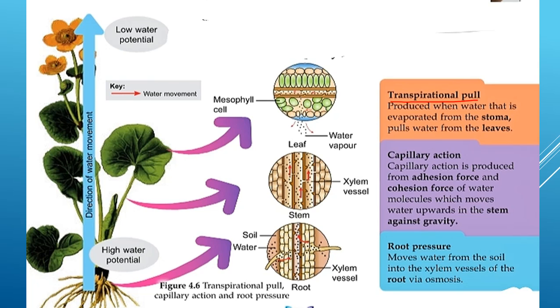Transpirational pull is produced when water that is evaporated from the stomata pulls water from the leaves. Okay, maksudnya apabila air dia evaporated to the surrounding through the stomata, so itu akan menghasilkan transpirational pull that will pull the water from the leaves to be evaporated out.